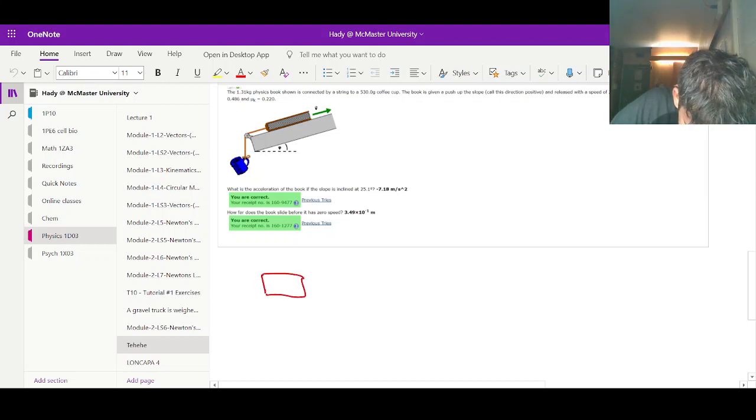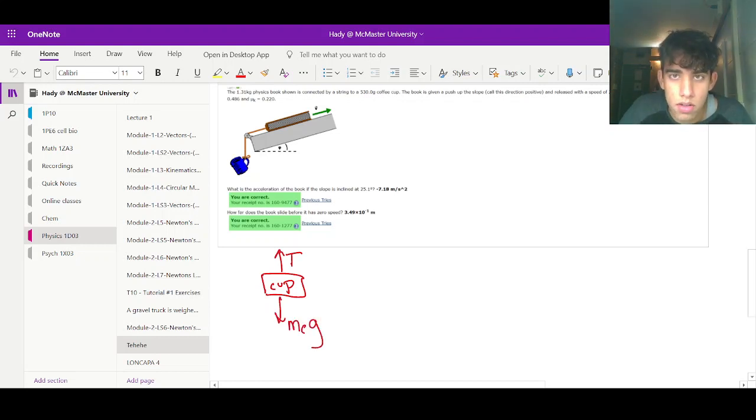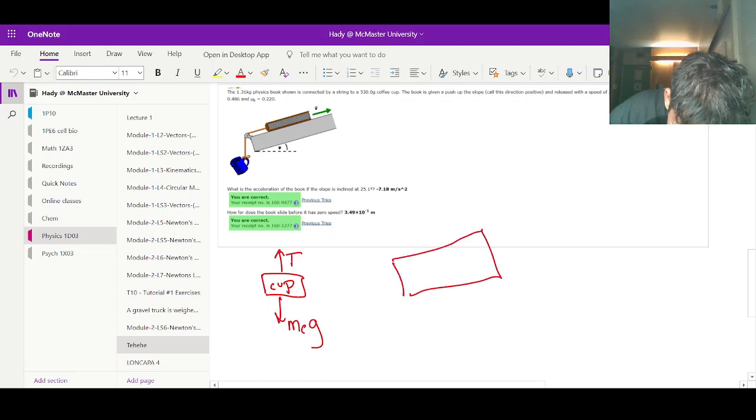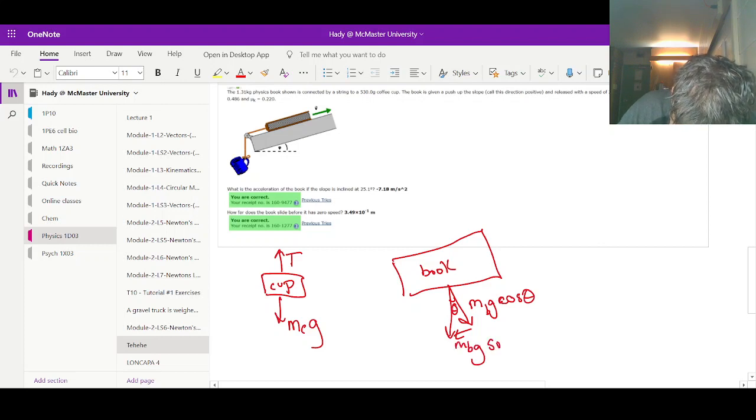We have a free body diagram of the cup with just a tension going up and its weight, so mass of the cup times gravity going down, right? And then we have our book, and this is where things get a bit tricky. So our book has gravity going down, but it has two components of gravity. It has, with theta being the angle of the inclined plane, mass of the book, gravity cosine theta, and mass of the book, gravity sine theta.